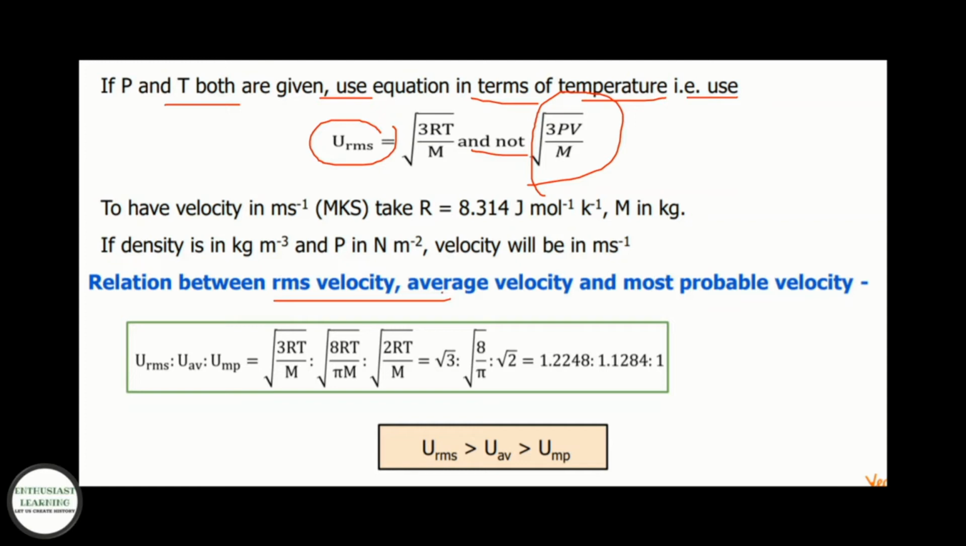Relation between RMS velocity, average velocity and most probable velocity. URMS is to U average is to UMP is root 3RT by m is to root 8RT by pi m is to root 2RT by m, which is equal to root 3 is to root 8 by pi is to root 2. Also, URMS is greater than U average and it is greater than UMP.